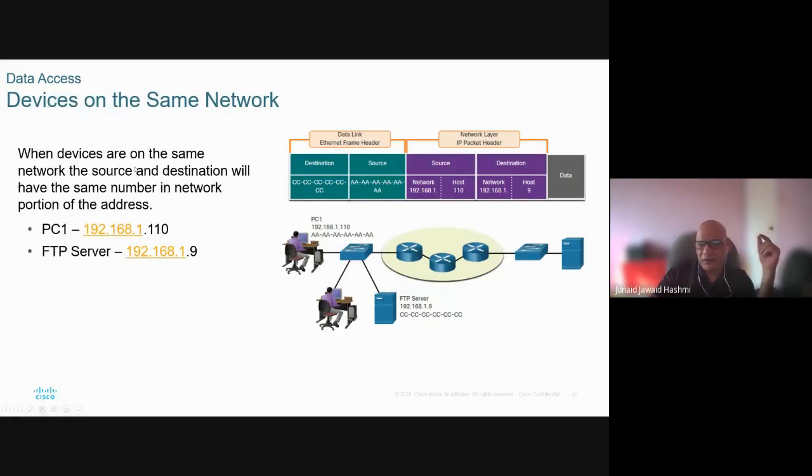When devices are on the same network, they use the MAC address. They use the source and the destination number in the network portion, and the packet is not sent to the router if it's in the same network. But when it's in a different network, the packet is sent to the router. Then the router decides how to send this packet to its destination, choosing the best route or the fastest route.